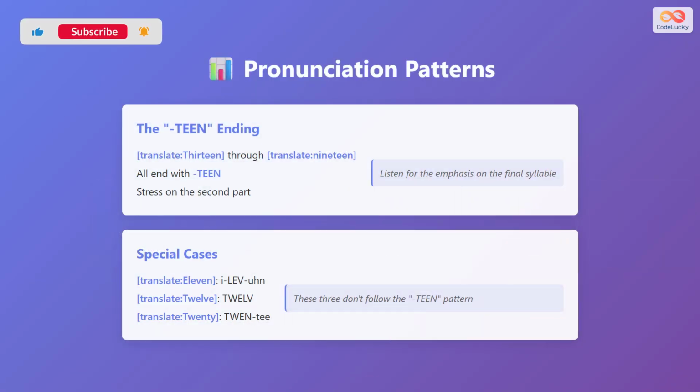Let's understand the pronunciation patterns. Numbers 13 through 19 all end with teen. The stress is on the second part, the teen ending. However, 11, 12, and 20 are special cases that do not follow the teen pattern. 11 has the stress on the second syllable, lev. 12 is pronounced as one unit. 20 has the stress on the first syllable, twen. Listen carefully to these exceptions and practice them separately.